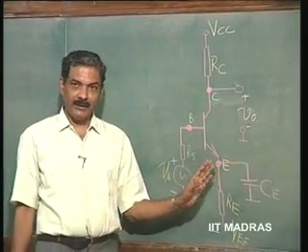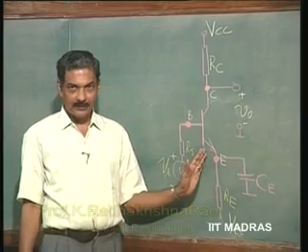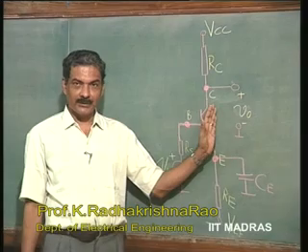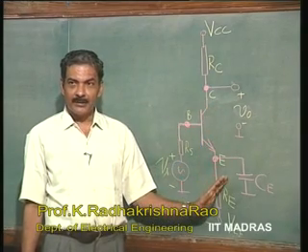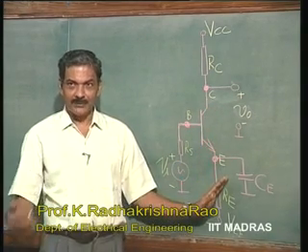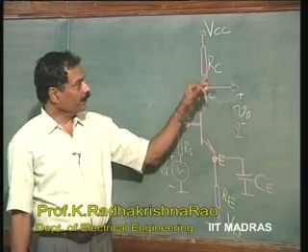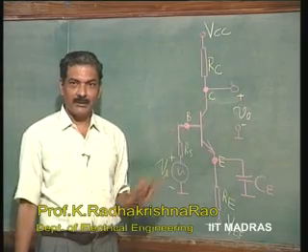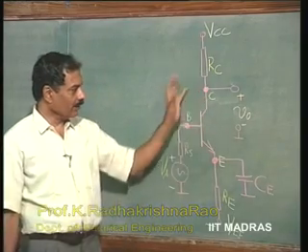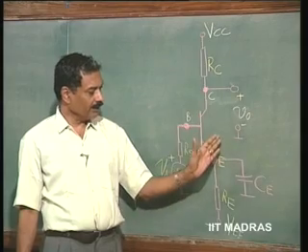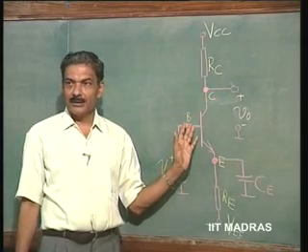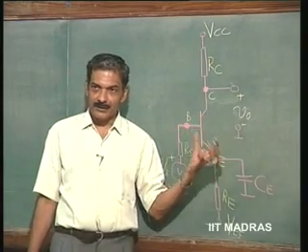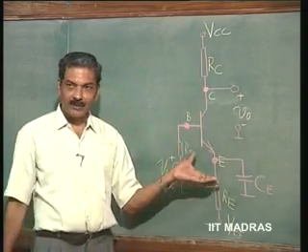RE is going to fix up the current IEQ, so that irrespective of the transistor that is used, the operating current remains as fixed by you. Then RC is fixed for a given VCC for the required VCB, reverse bias. So that is the operating point, a certain IE flowing with certain VCB, which will fix the transistor in the active region of interest to you, so that you can use it as an amplifier.